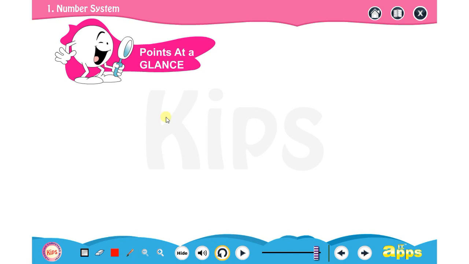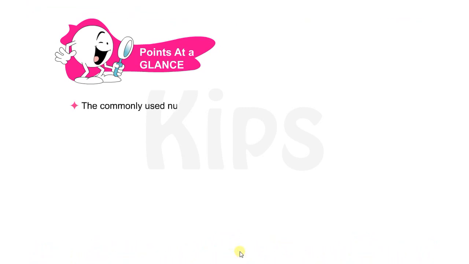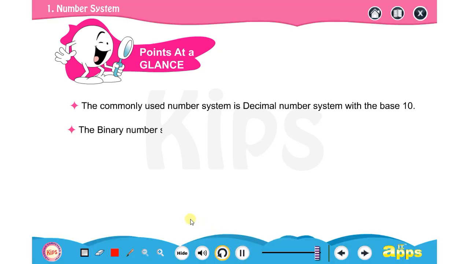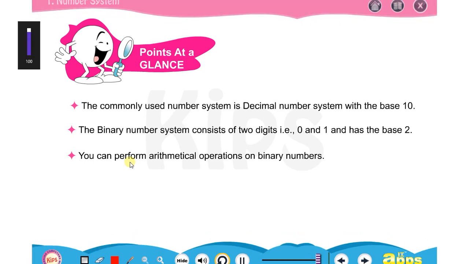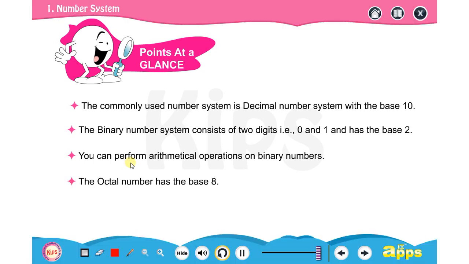First we have the points at a glance as a summary. Let us quickly glance through the key points discussed in this chapter. The commonly used number system is decimal number system with the base 10. The binary number system consists of two digits, that is 0 and 1, and has the base 2. You can perform arithmetical operations on binary numbers. The octal number has the base 8. The hexadecimal number has the base 16. So these are the key points discussed in the chapter, or you can say a quick summary of the chapter.